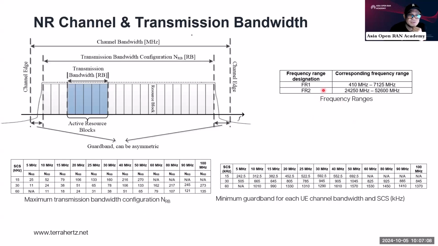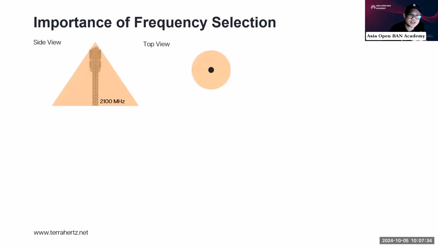Okay? So regardless kung ito ay FR1 or FR2, it will just follow itong definition ng bandwidth, resource block, and yung mga guard bands. Okay? Ayan. So kanina napag-usapan natin the importance of frequency selection sa 5G. Okay, so if this is a side view of your site, top view, so if you are using 2100, the top view is ganito ang coverage niya.